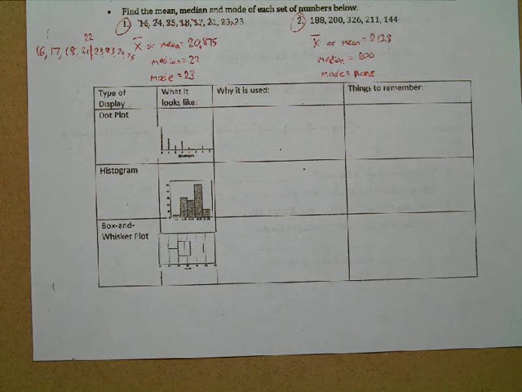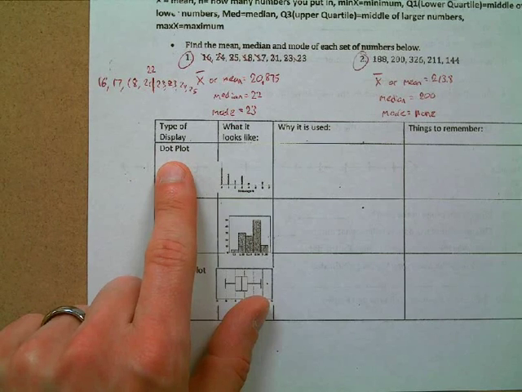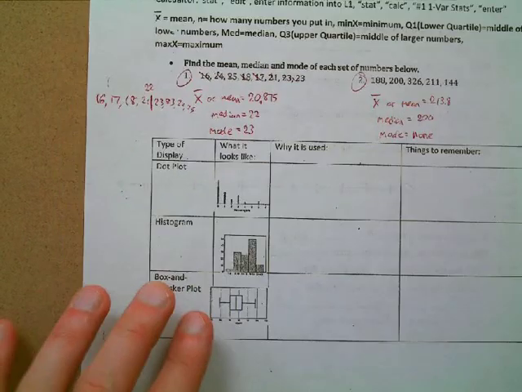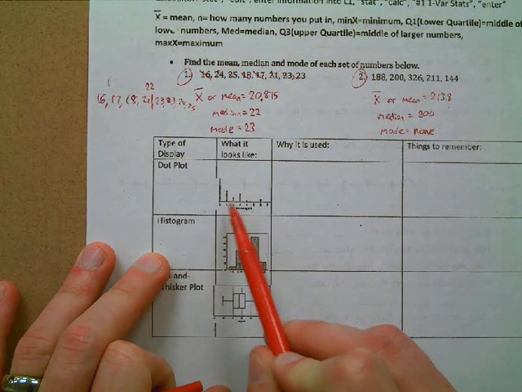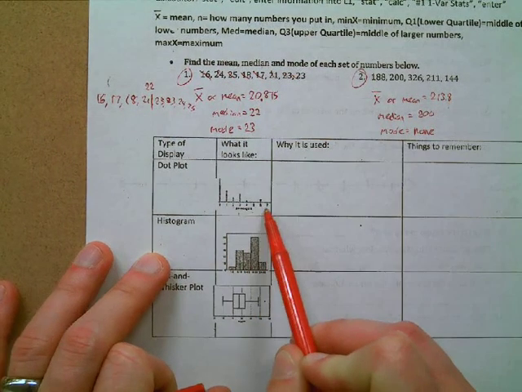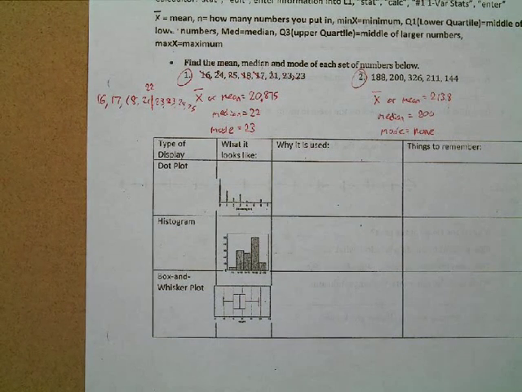So first we're going to talk about a dot plot. Okay, you can see what it looks like right here. It's kind of hard to see. It looks like we're talking about passengers, and then you can see how many passengers. Okay, each dot represents one person.